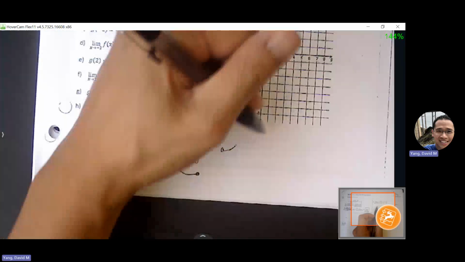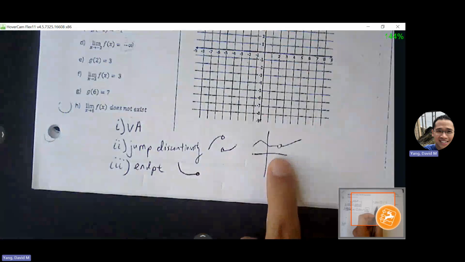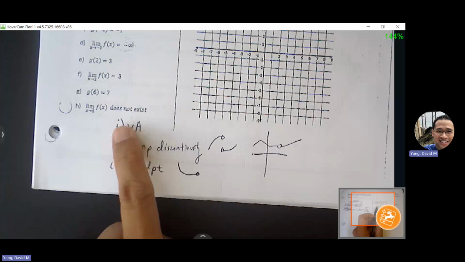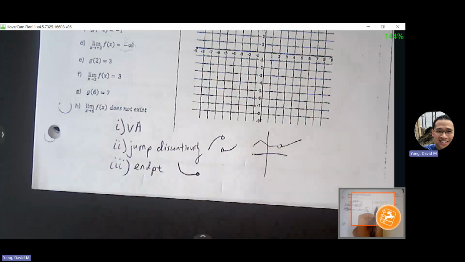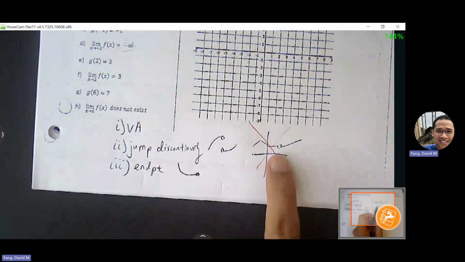Okay, what you don't want to do is make a graph look like this, right? If you have a hole, that's not good enough because the limit does exist if you do this. If I pick points on either side of that graph, both sides are headed towards the same y value. So this would not fulfill the condition of a limit not existing. This one, the limit does exist.